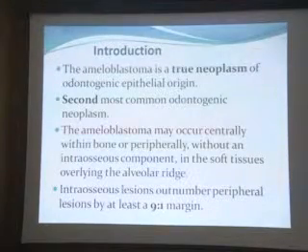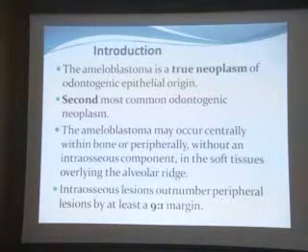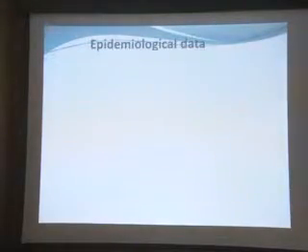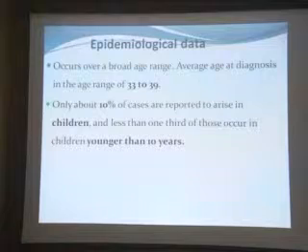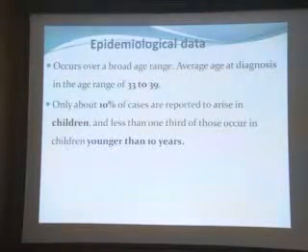Intraosseous lesions outnumber the peripheral lesions by at least 9 to 1. That means if 10 cases are reported, 9 cases are seen intraosseously or centrally, whereas only 1 is peripheral. Now let's discuss the epidemiological data. If you consider the age range, it can occur over a broad age range. The average age at diagnosis is the third decade, third to fourth, roughly 33 to 39 years of age. Only about 10% of cases are reported in children, and less than 1/3 of these occur younger than 10 years.